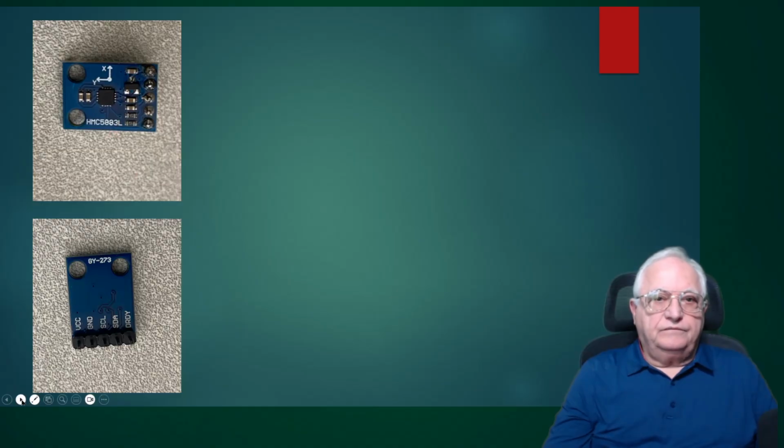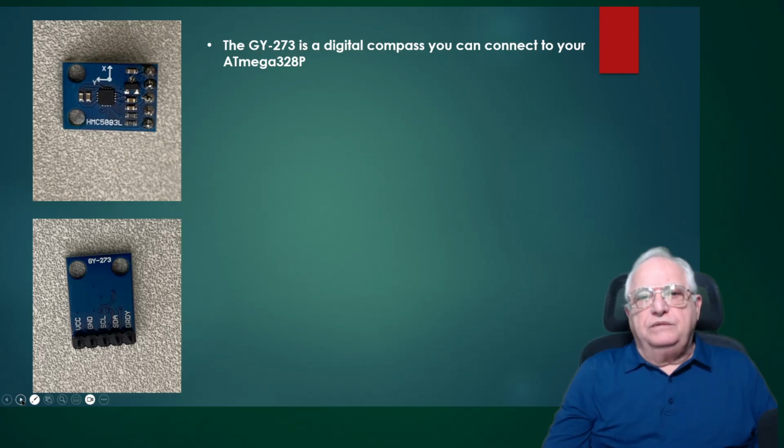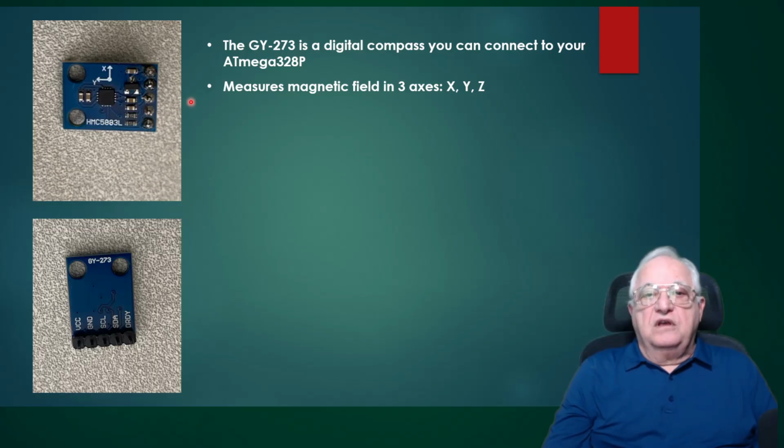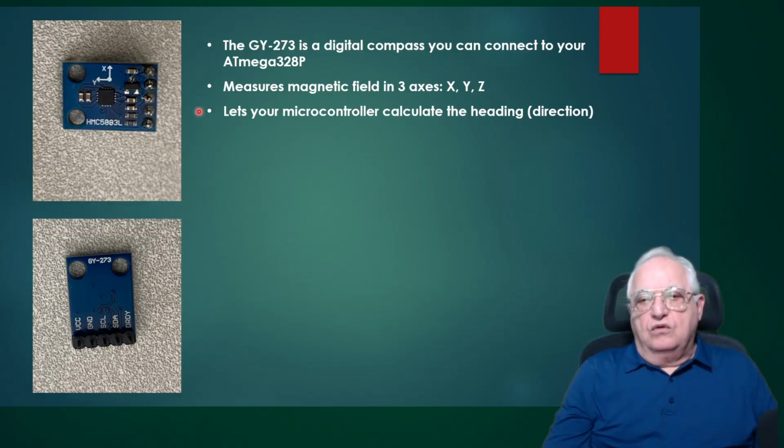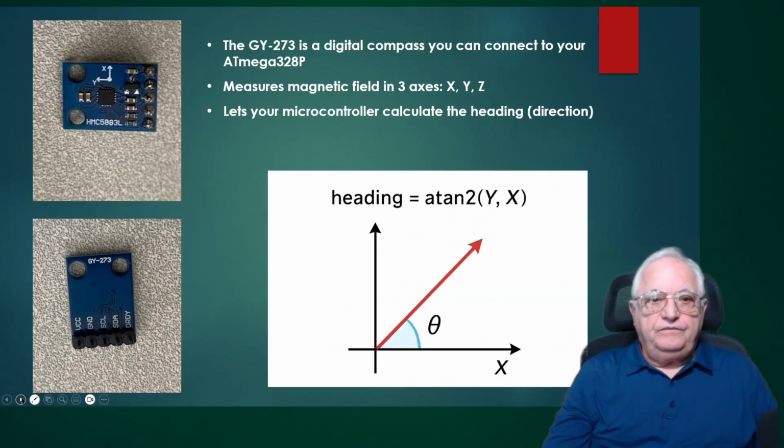HMC5883L. Now, the GY273 is a digital compass you can connect to your ATmega328. It measures magnetic field in 3 axes, X, Y, and Z. It lets your microcontroller calculate the heading, the direction which it is going. Now what it does is it provides you the X and Y coordinates, and you can calculate the angle of your direction.